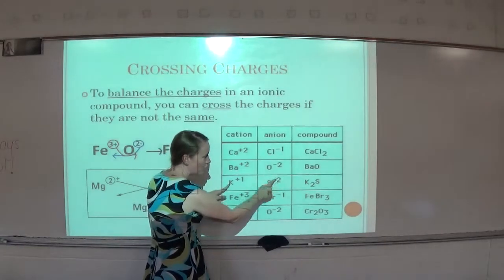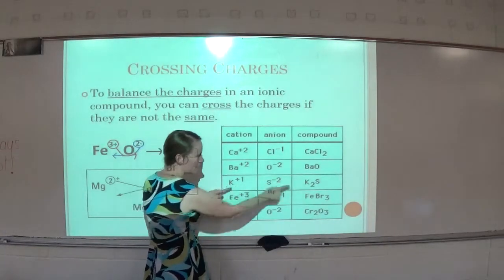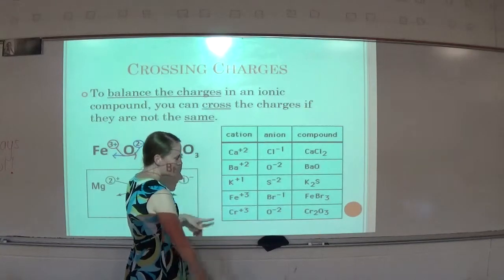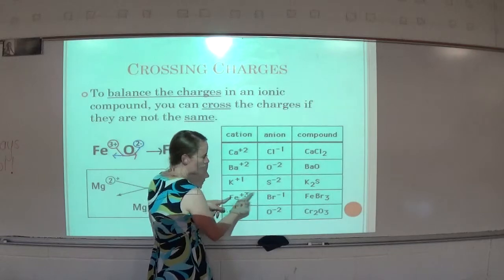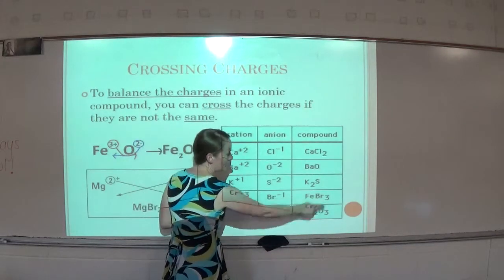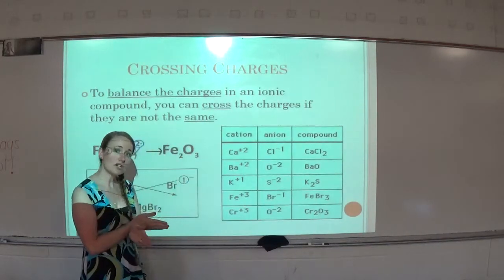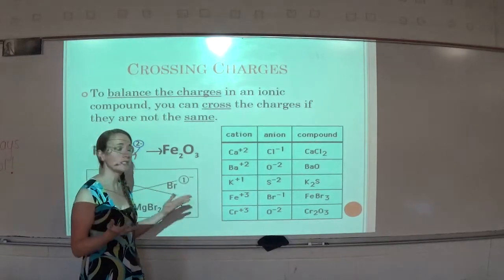Here we have K plus 1 and S minus 2. So I take the 2 only, not the negative, and cross it down to the K. So it becomes K2S. Here I have Fe positive 3, Br minus 1. So I take my 3 only and cross it down to get FeBr3. What the crossing of the charges does is it allows the charges to cancel.